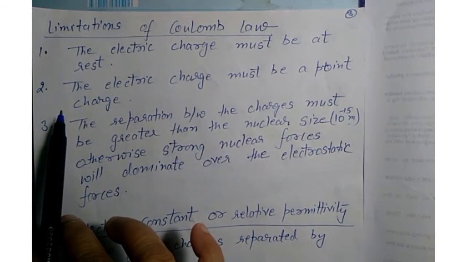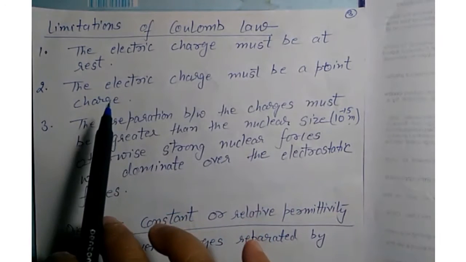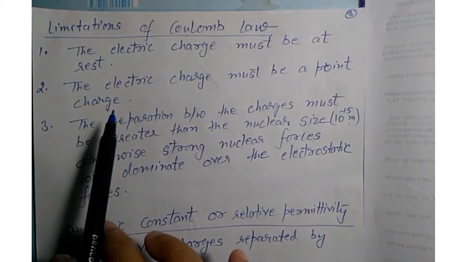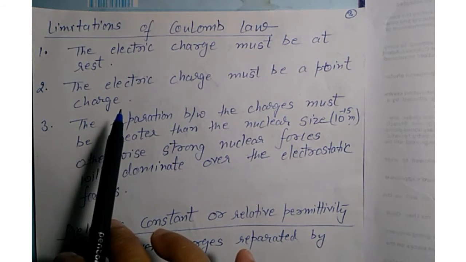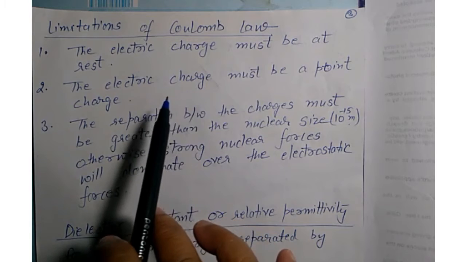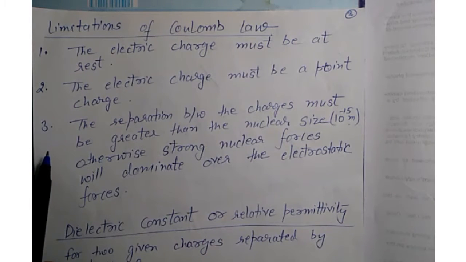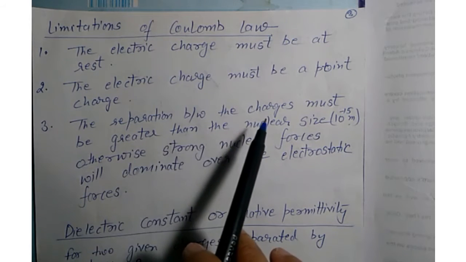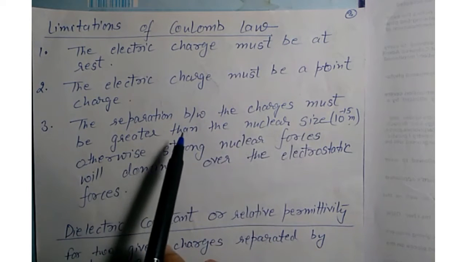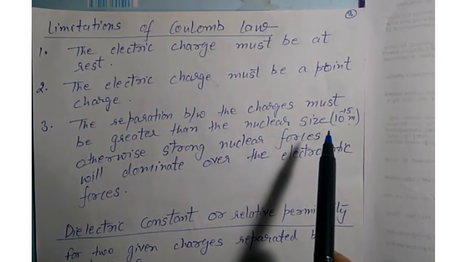The second point is that the electric charge must be a point charge. It should be a very small charge, a point charge. If it is a bigger charge, it will influence the periphery of the other charge and the property of other charge nearby it.